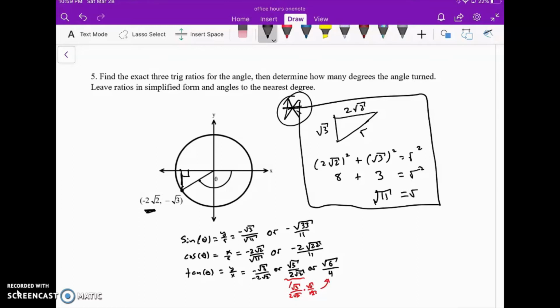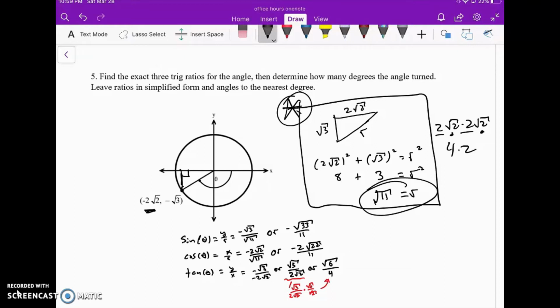2 root 2 squared, it really means 2 root 2 times 2 root 2. 2 times 2 is 4. Root 2 times root 2 is 2. So if I square 2 root 2, I get 8. Same idea, I get a 3 if I square root 3. And we've got our radius right there. We are now in business.